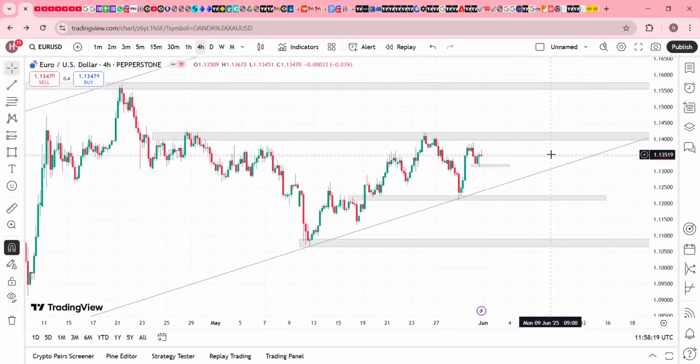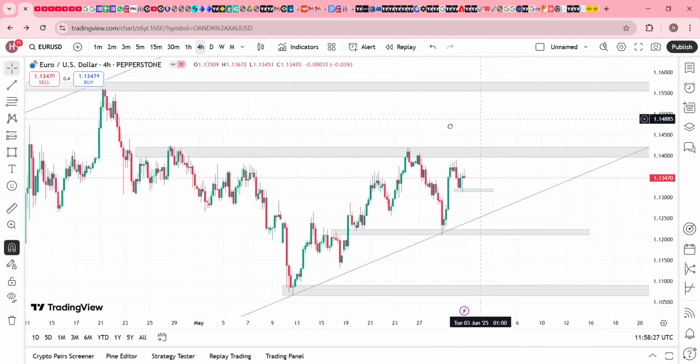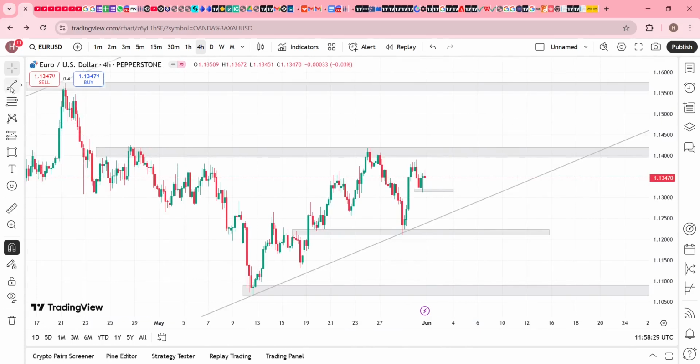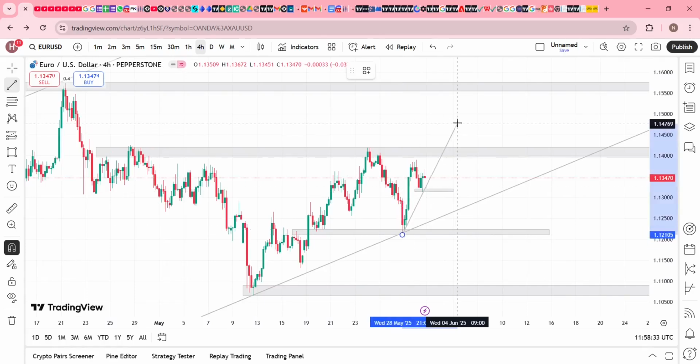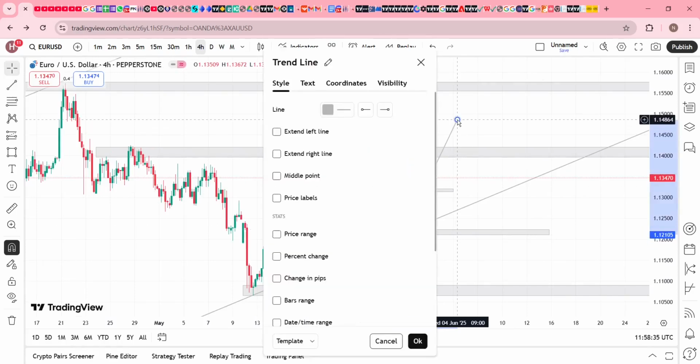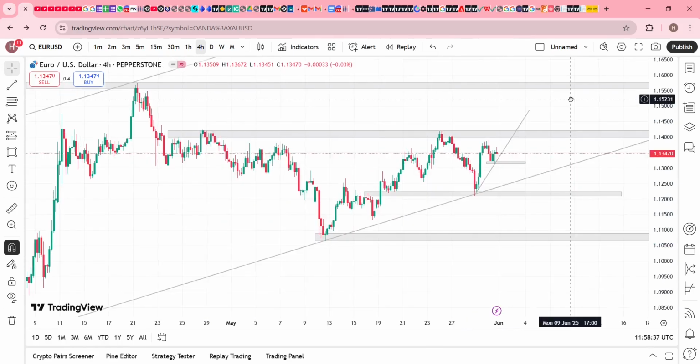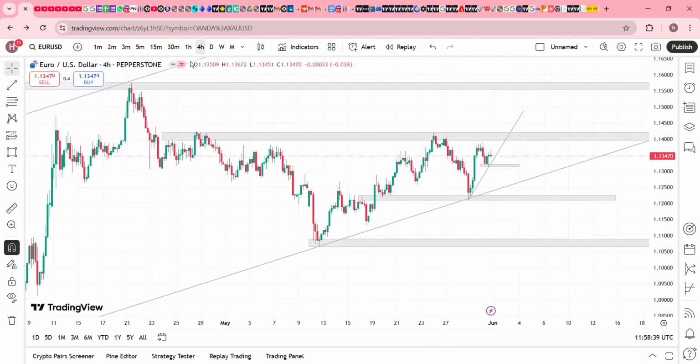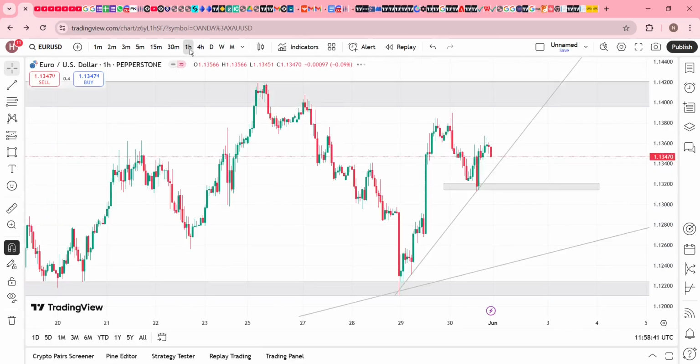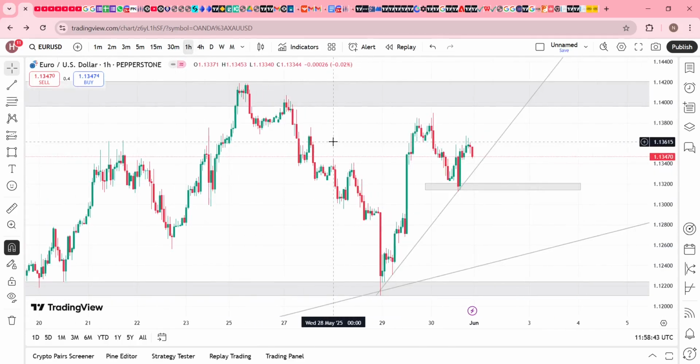So right here, I'm still going to create a channel at this level to be closer to the market. I'm going to place my trend line as such. So right now I'm going to get back to the 1 hour time frame. Okay, we are much closer to the market at this level.